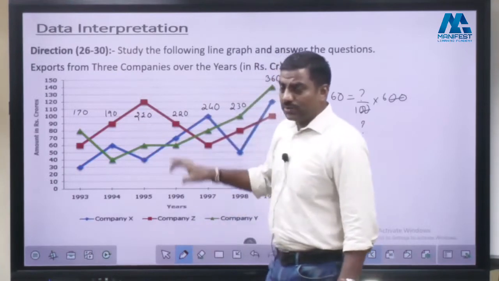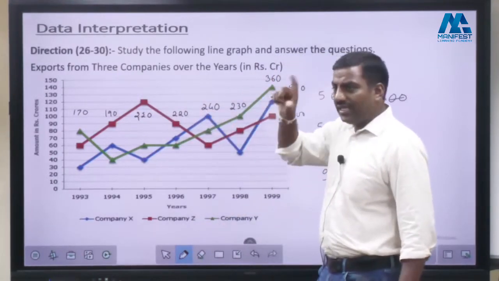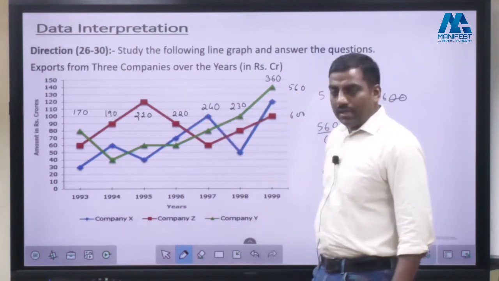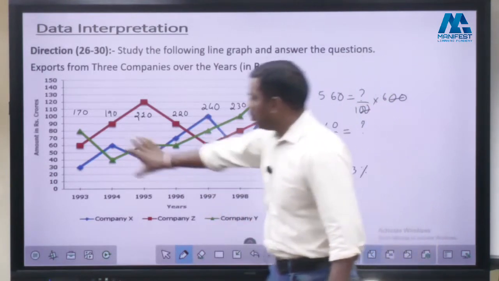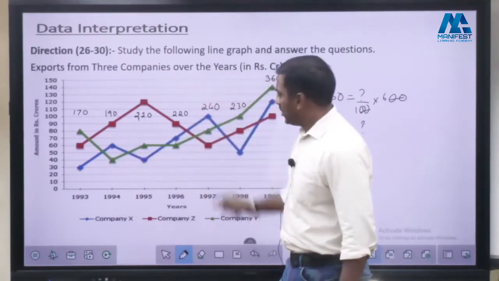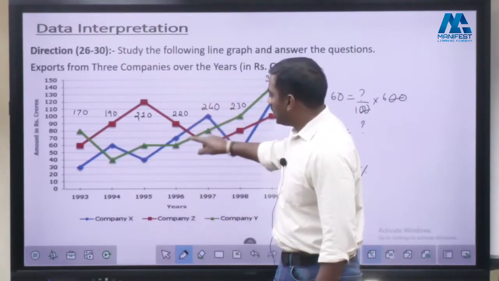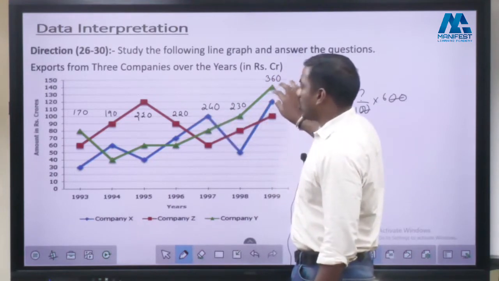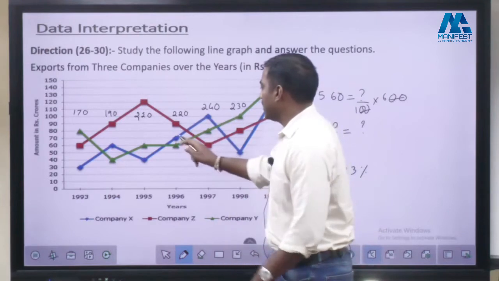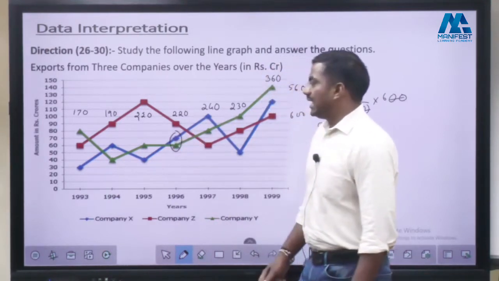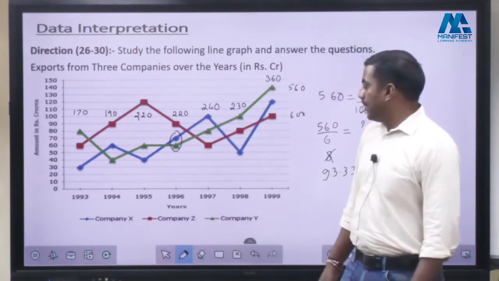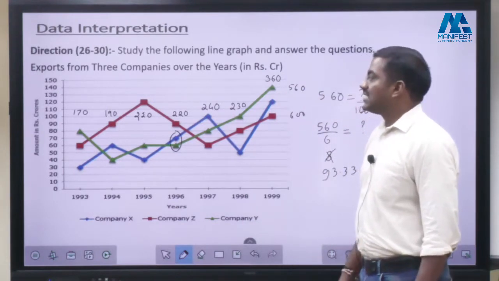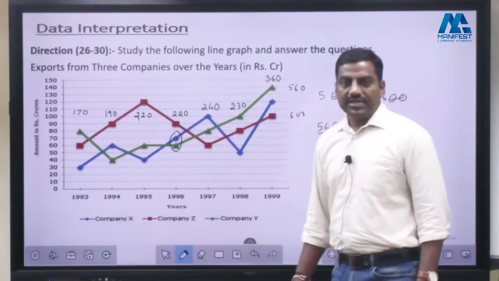Just by seeing the size of the difference, you can easily shortlist a few options. This is too far, this and this are the same, this is very small, this is not smaller than this, then this is wider, this is also not smaller. So finally this is the one, right? In 1996, the difference between X and Y was just 10 crores. Yes?